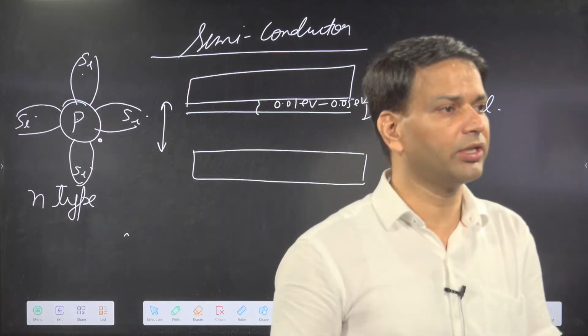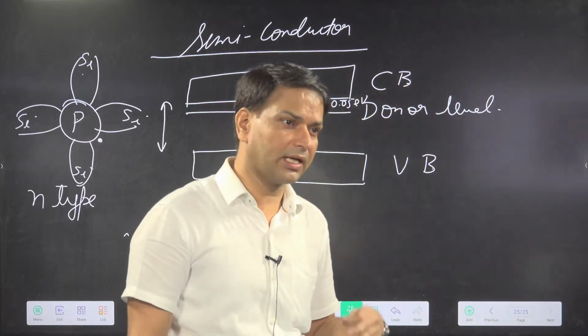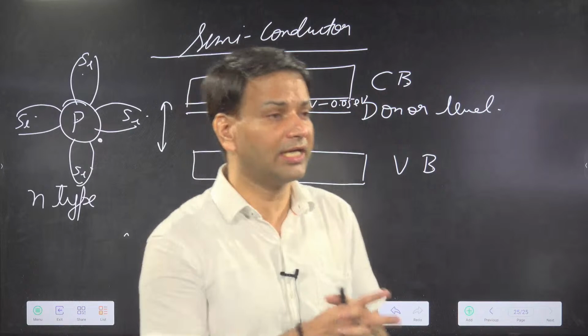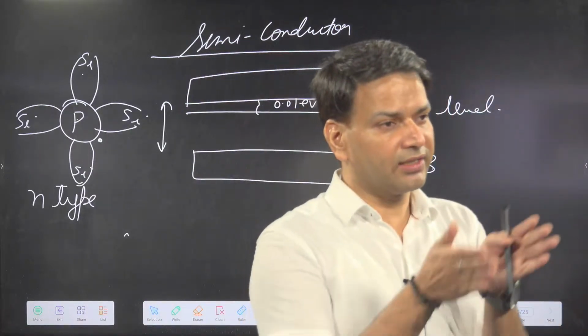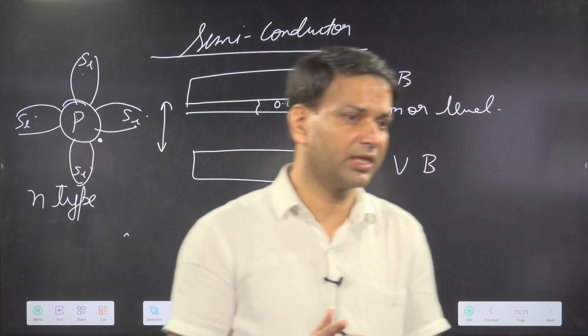The majority is what here? Electron. Majority carrier is the electron. Here current conduction is mainly due to the electron motion. That's why we are calling it the N-type semiconductor. So in N-type semiconductor, the majority charge carrier is what?